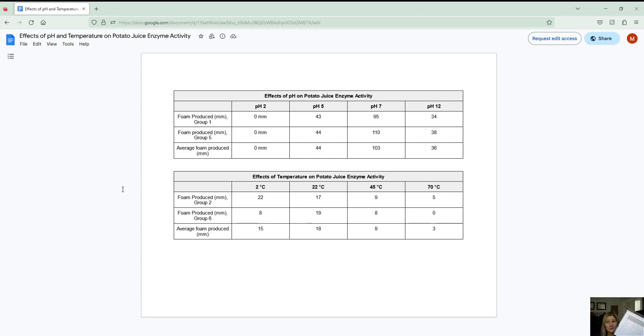Same with the temperature. So the temperature is right here. So fill in what temperatures we used. So 2 degrees Celsius, 22, and then what we ended up with. Okay. For the other ones, so substrate amount and enzyme amount, you have some of that data already, right?